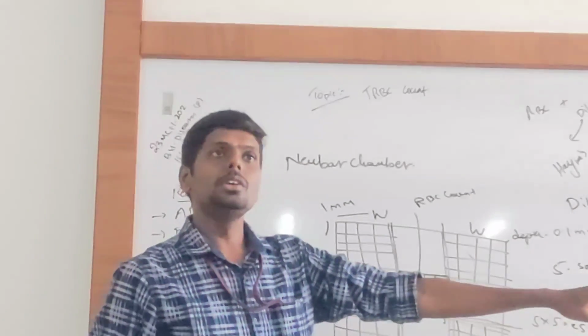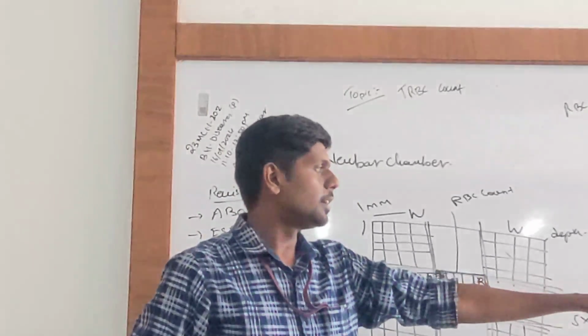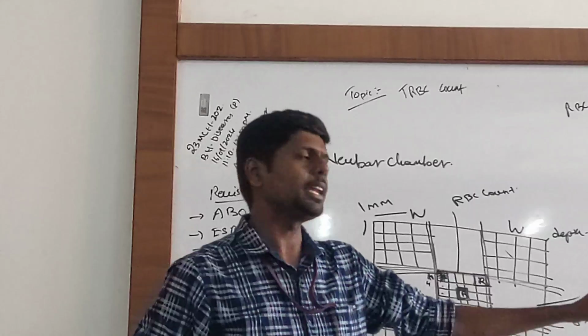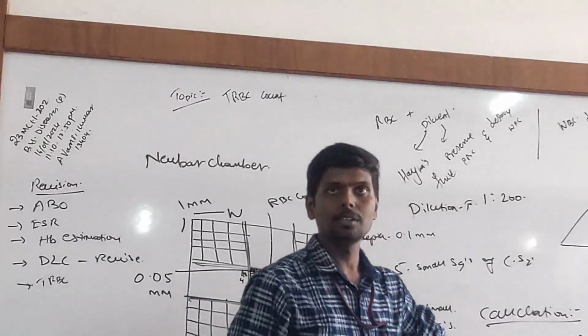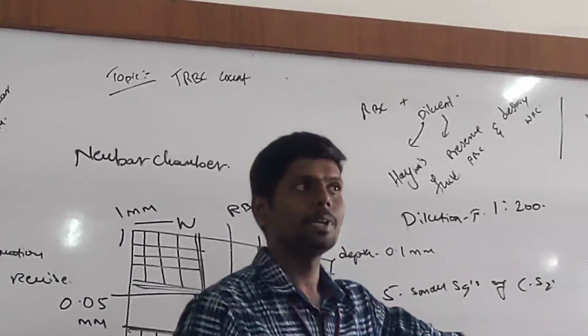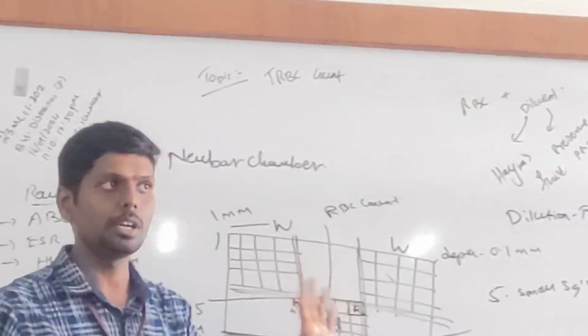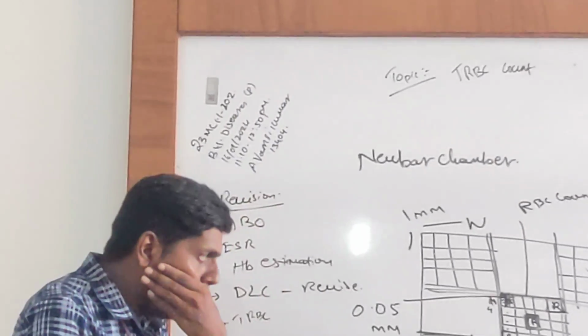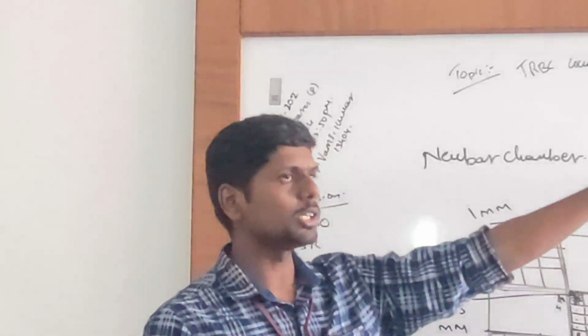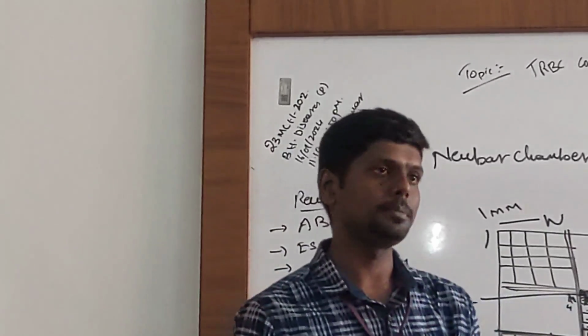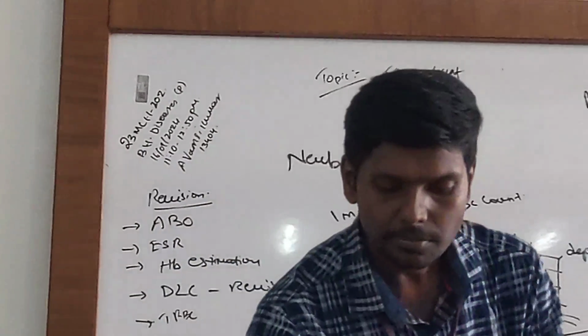So, you need not do all these complicated calculations. Directly you can write n into 10,000. We know how 10,000 came, considering all these things: area, depth, and dilution. Clear? Same goes for WBC, that is n into 50. That's it.